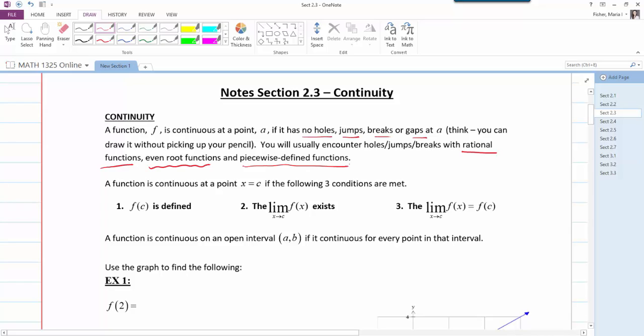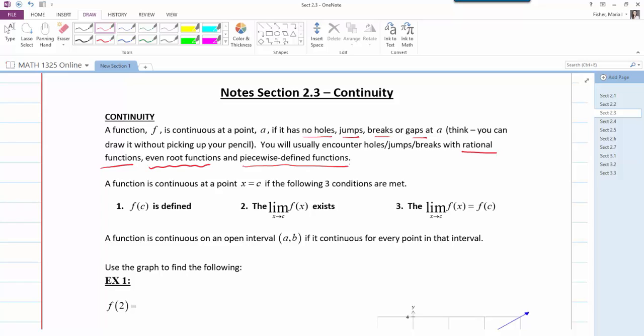How do we show that a function is actually continuous? What is the actual definition and what we're going to need to show and understand in this course? We can't say, I could draw it without picking up my pencil. Well, three things need to be met. Three conditions need to be met in order for you to be continuous at some point. The three conditions are as follows.